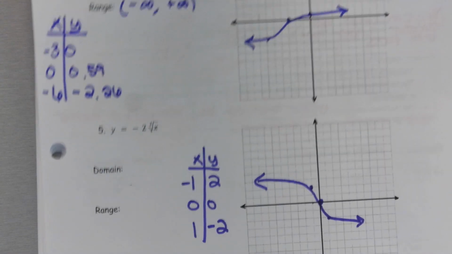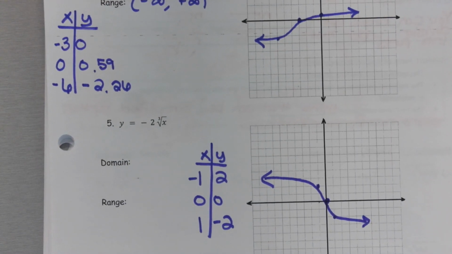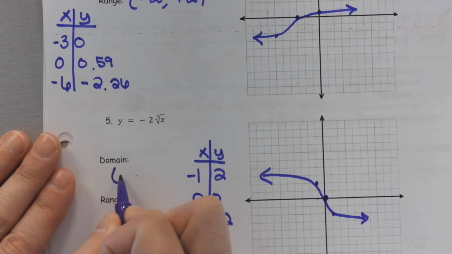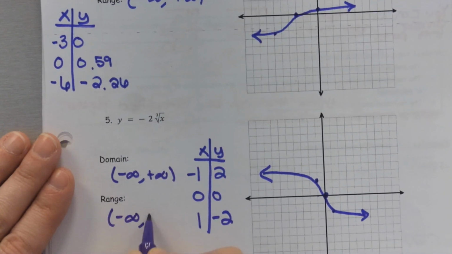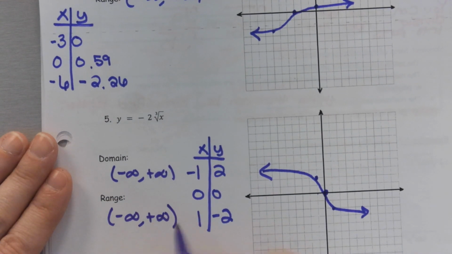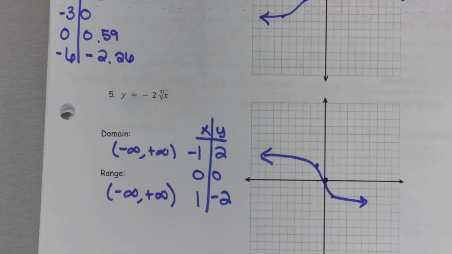Okay, so I reflected. So my end behavior would be different if I had to fill that out. But are my domain and range still all reals? Yes. So my domain is still all reals. My range is still all reals. Good? Okay.